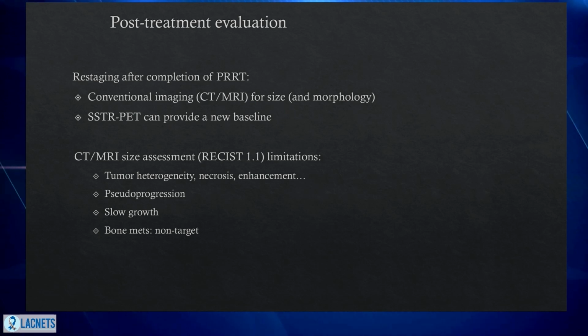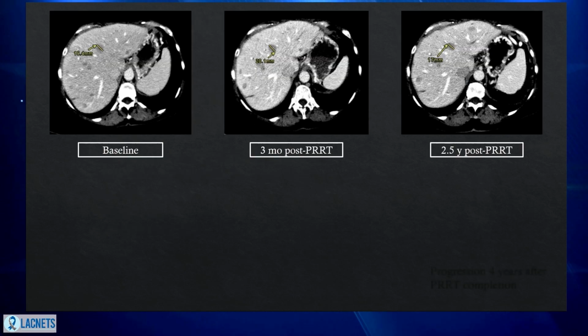There are some limitations in assessing only the size of the tumor, because size alone does not reflect important features like the heterogeneity or the enhancement, or whether it is dead or alive, even if the size is the same. Sometimes we might have pseudoprogression shortly after treatment because of swelling in the tumor. And some lesions, for example in the bones, are considered non-target by size criteria on CT and MRI. So there are some limitations to using CT and MRI alone.